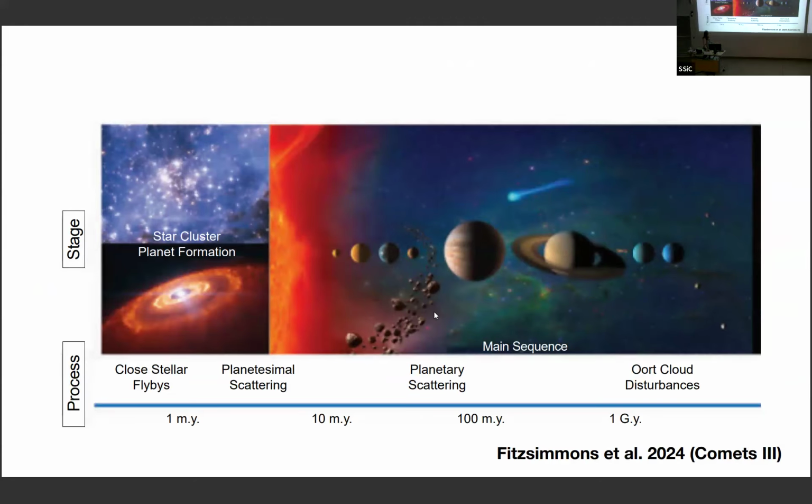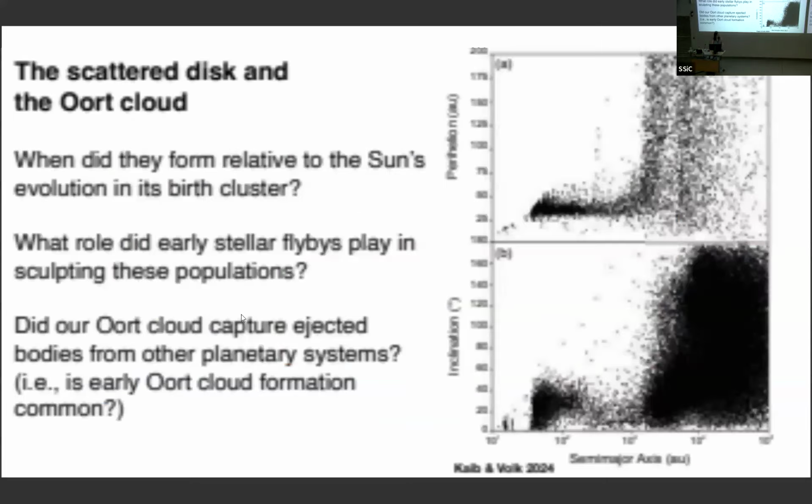So if we look at this nice schematic from one of the Comets 3 chapters, we had the sun forming in its birth cluster, you have planet formation, you have the era of scattering out of that massive planetesimal disk as the planetary system is taking on its modern form. And so we're over here, but a lot of different things could have happened over here when the solar system was still interacting with its birth environment.